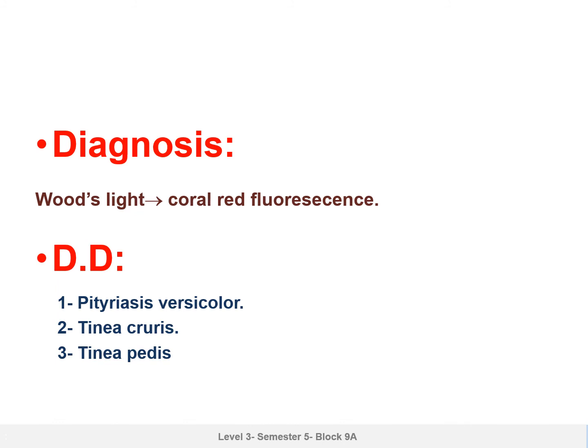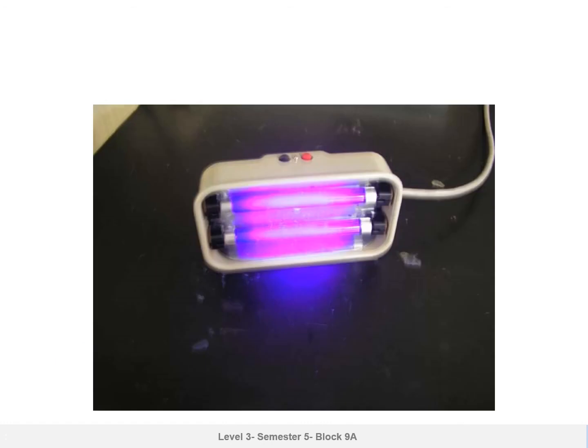The differential diagnosis of erythrasma includes hyperpigmented pityriasis versicolor, tinea cruris, or tinea pedis when the erythrasma affects the toe clefts. This is a photo of Wood's light, which emits ultraviolet at specific wavelengths, giving fluorescence in specific skin diseases, and you must know the colors of fluorescence given by Wood's light in specific diseases.